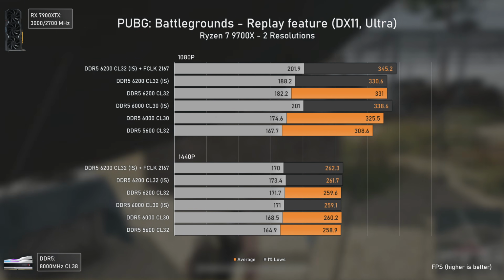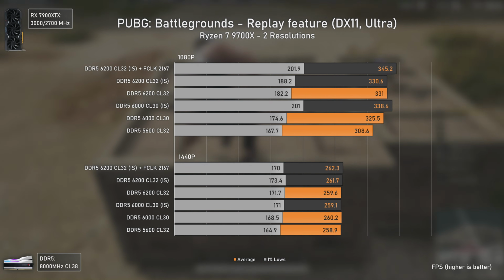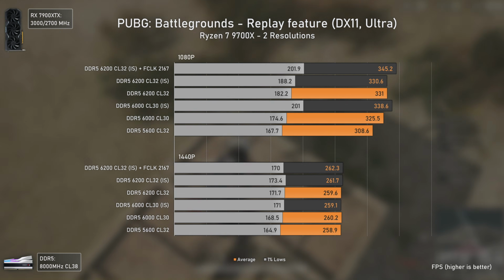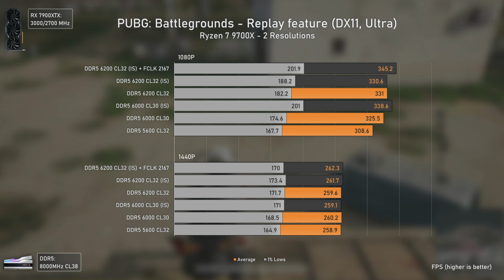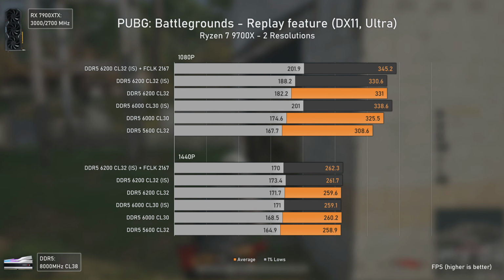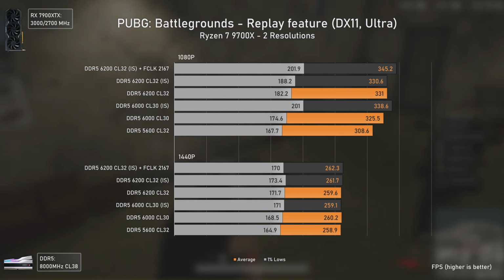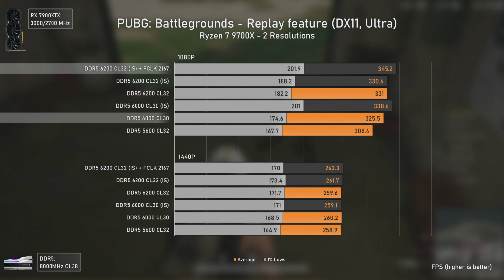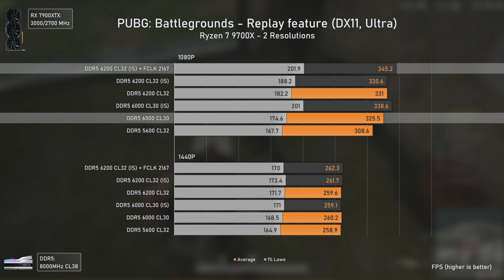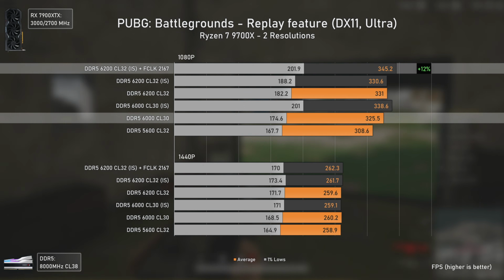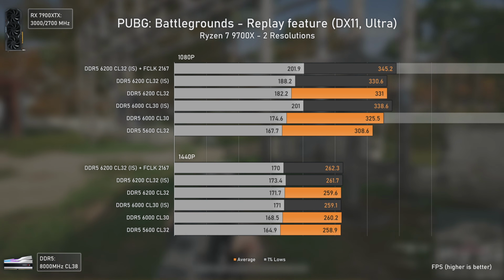PUBG is another title that people still play a lot, and if you have a non-X3D CPU like the Ryzen 7 9700X, you can know that if you want to play this game at anything below 300 average FPS, then even this CPU with 5600 CL32 RAM, which is the lowest configuration, would be more than enough. If you want to push the FPS a bit further though, overclocking your DDR5 6000 kit to, let's say, 6200 with improved subtimings and tweaking the FCLK can deliver up to 12% performance on top of that, with the biggest difference being, of course, a 20% improvement in the 1% lows.